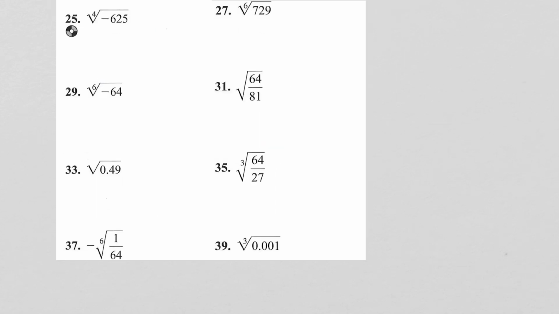All right, this is an even index, and we have a negative in here, so we can't do this, so this is not a real number. Okay, the sixth root of 729, make sure you know how to do that on your calculator. That's simply 3. This is an even index with a negative in it. We can't do that, so this is not a real number.